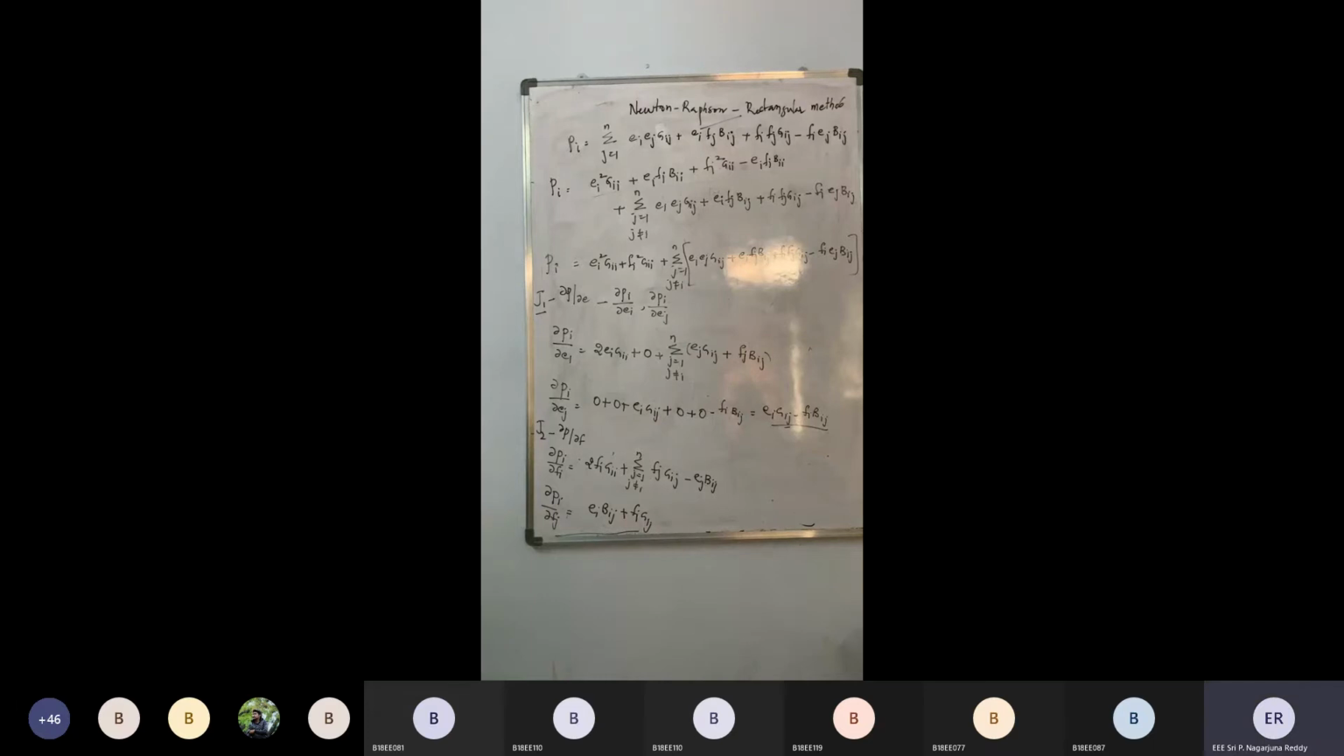See guys, coming to the Jacobian matrix, your question is very simple. Determine the expressions for elements of Jacobian matrix in Newton-Raphson rectangular method. In Newton-Raphson rectangular method, there are 6 submatrices, and each submatrix can have 2 different sets of elements.